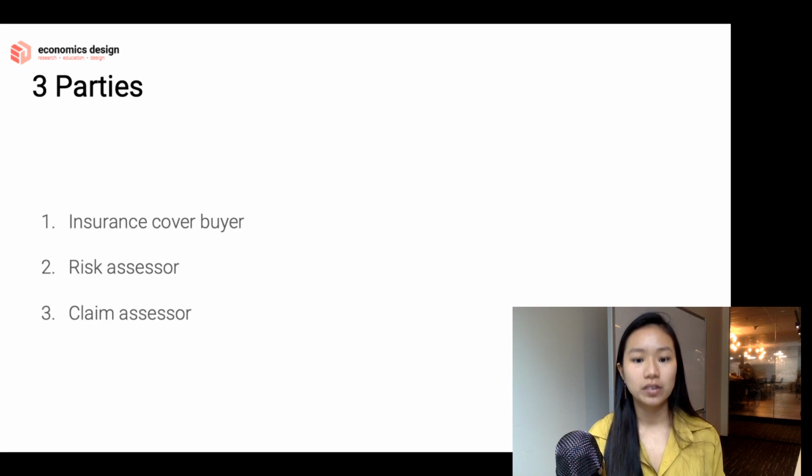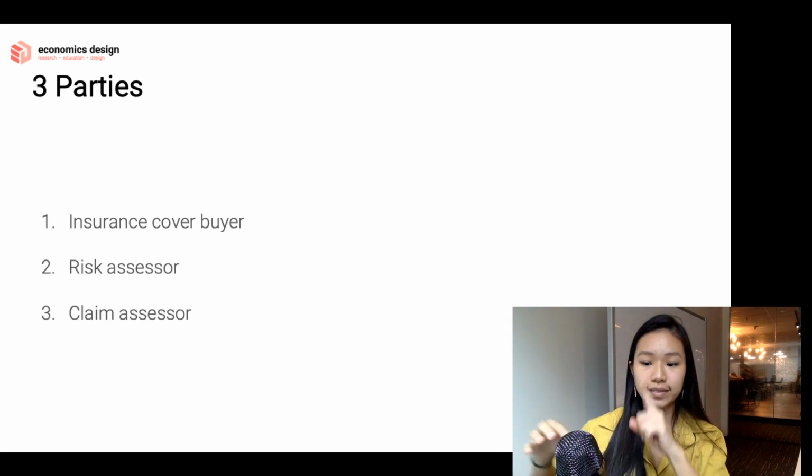The claim assessor is where something has happened, like there's a fault or a bug, and the claim assessor comes in to see that, okay, this person deserves a payout or this person doesn't deserve a payout. Simple as that. So we have three parties. Now, these three parties will be working hand in hand to distribute the risk available in this entire system. So let's see how.